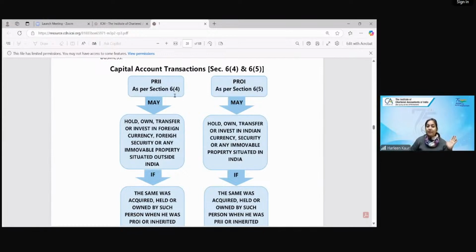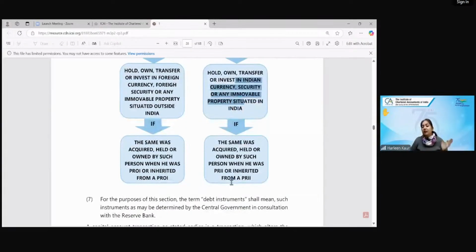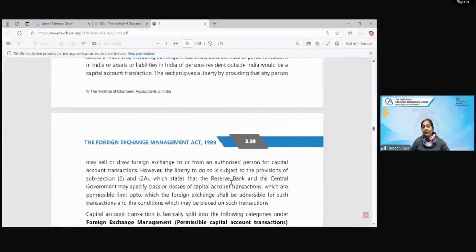So a PRRI can hold, transfer, invest in foreign currency or property situated outside India if it has been held by him or acquired by him when he was a resident outside India. Similarly, a person who is outside India can take the property in India provided the same was acquired by him when he was a person resident in India or inherited from a person resident in India.